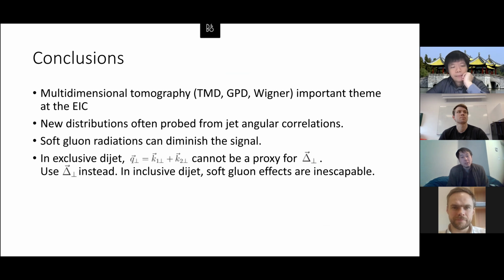And in the case of exclusive dijet, q perp cannot be a proxy for delta, so you have to measure delta. That's the only way to really measure this Wigner distribution function, the intrinsic angular correlation of the Wigner. But in the case of inclusive dijet, like in this measurement of linearly polarized gluon, then soft gluon effects are inescapable. You have to live with that. All right, so that's basically what I wanted to say. So thank you very much.